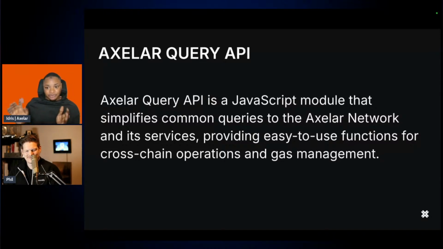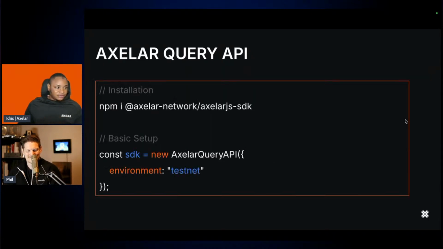That's as simple as the query API. Think of it like any of your APIs that you integrate in your application. But in this case, this is particularly a module that allows you to query a lot of things that is available to you out of the box, leveraging the Axelar network and some of the services available. So how can you do this? Because I mentioned it, the JavaScript module.